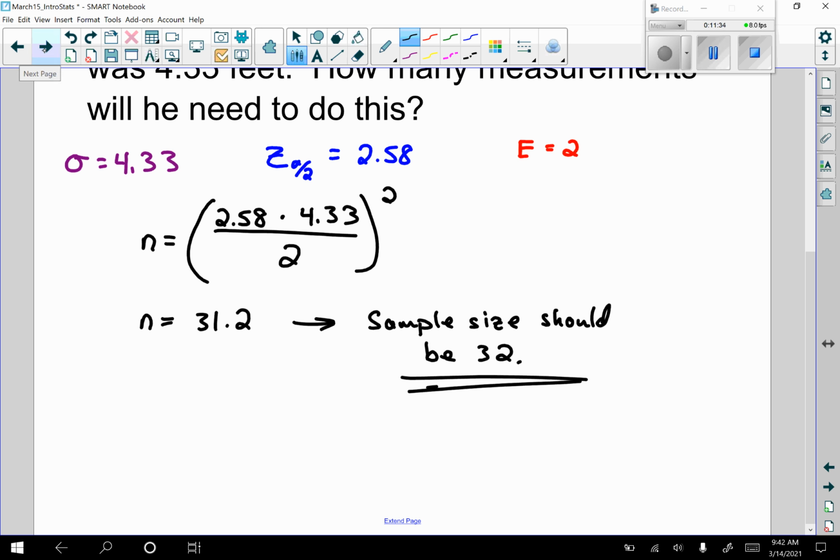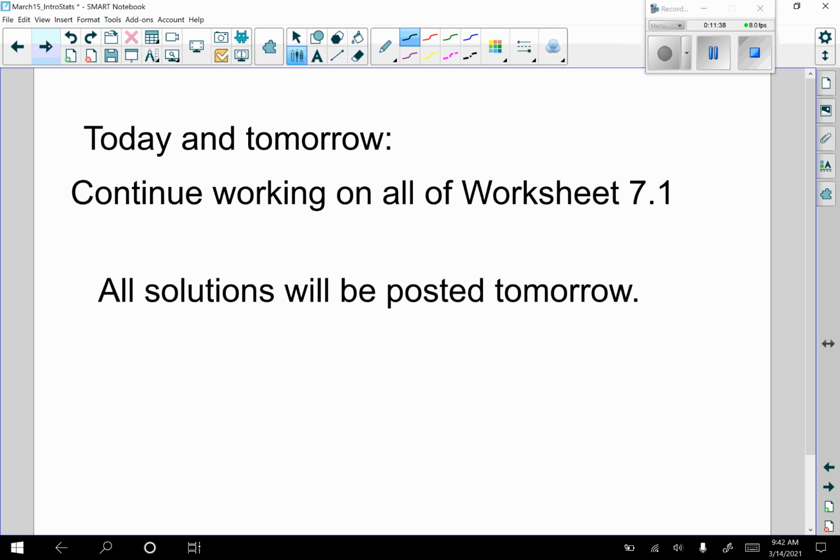All right, so as I mentioned earlier, this was the rest of the topics remaining in section 7.1. So between today and tomorrow, continue working on all of worksheet 7.1. I will have all of the solutions posted tomorrow, so you could check, correct, and ask me questions.